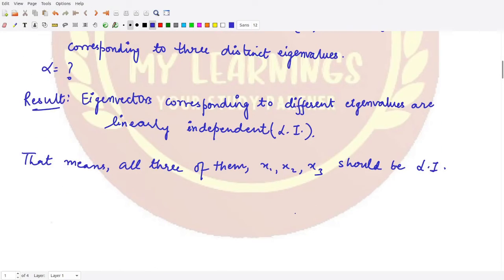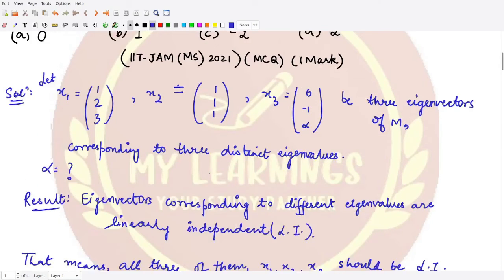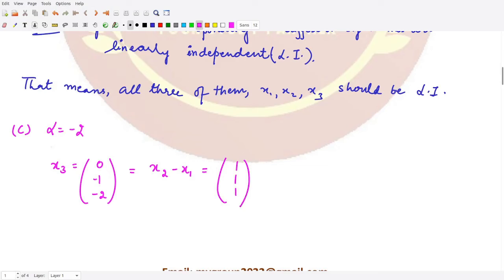So we are to see, if you substitute alpha as 0 or 1 or minus 2 or 2, whether they could be written as a linear combination of each other or not. Here I am taking option C. If I take alpha to be minus 2, what would be your x3? Your x3 was 0, minus 1 and alpha, so in place of alpha I write minus 2. Can you write this as some linear combination of x1 and x2? Yes. If you write x2 minus x1, that is 1, 1, 1 minus 1, 2, 3, you would obtain 0, minus 1 and minus 2.